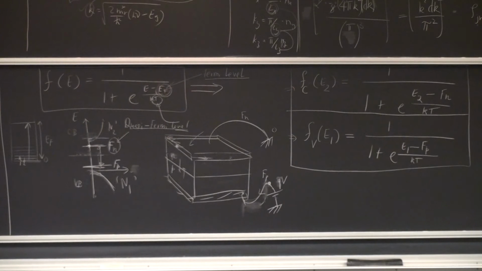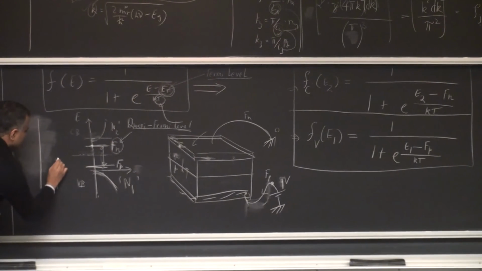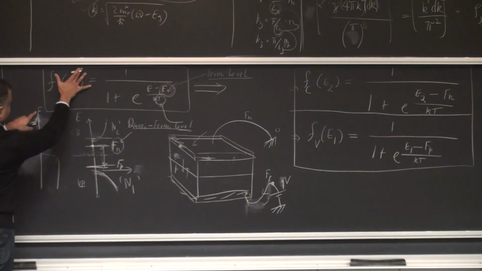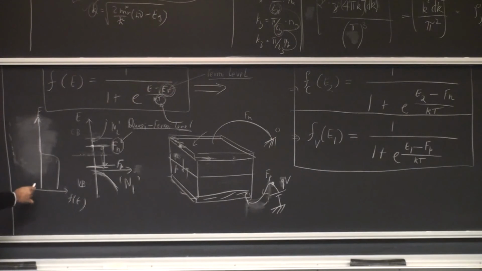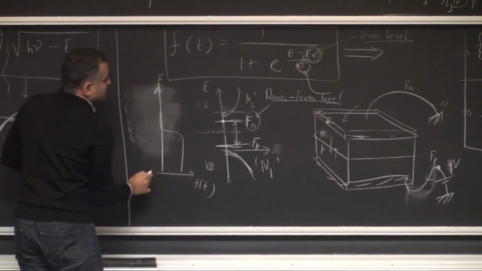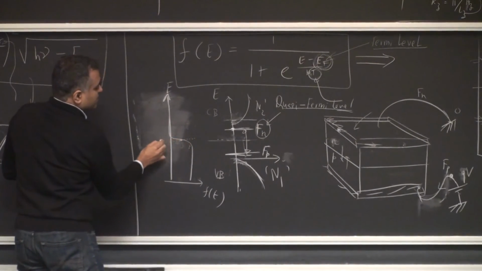And in pictures now, if I were to sketch the Fermi functions, how will they look? Let's say I have applied a certain voltage. If I was at equilibrium, so this is energy, I'm plotting f of E, and I have valence band states here, conduction band states here, and the Fermi level is maybe somewhere in the middle.